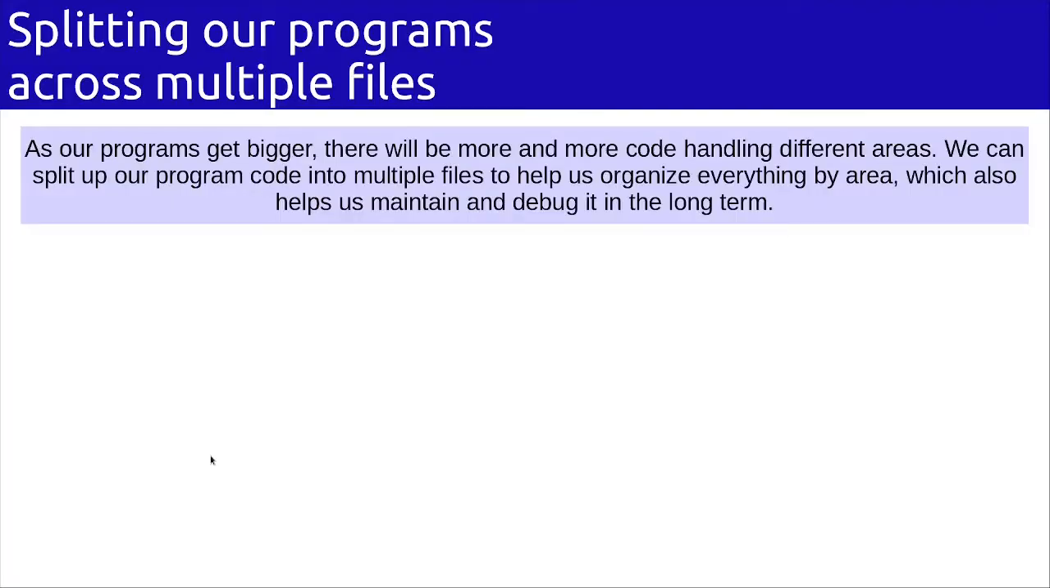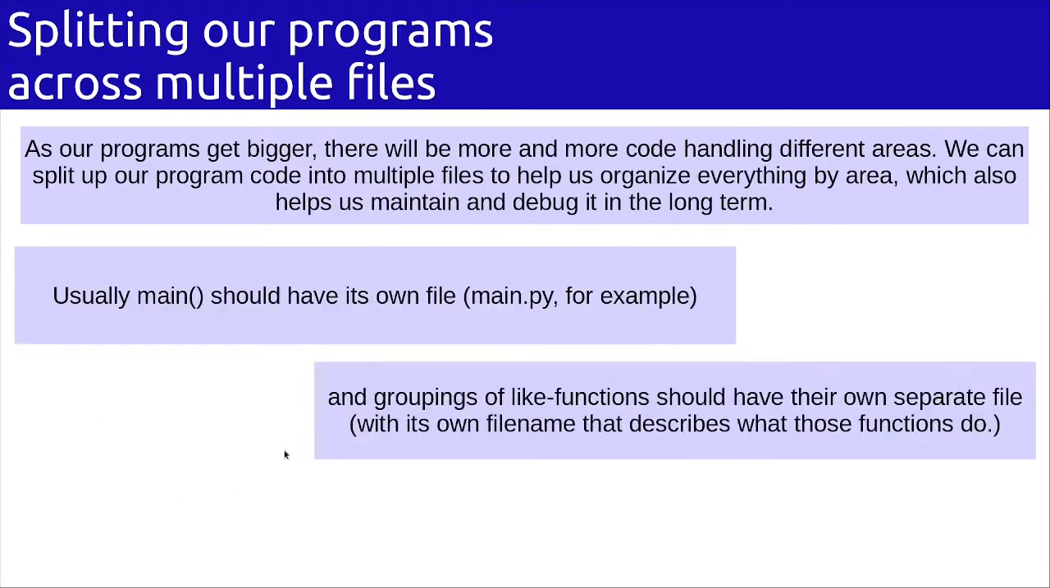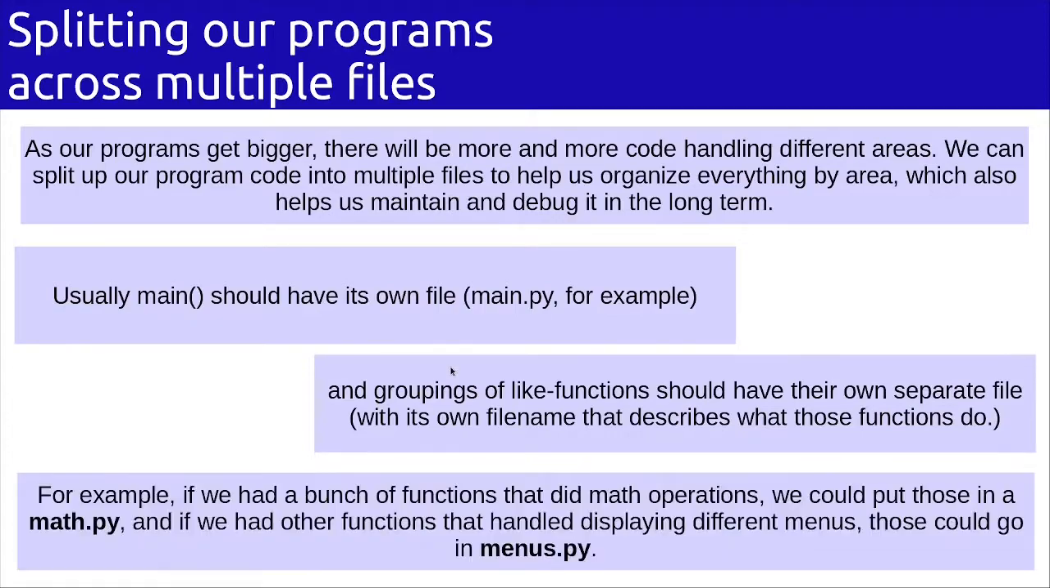Okay, so let's look at splitting our programs into multiple files. So again, as our programs get bigger, it'll make it easier to read if we put specific types of functions into their own files. It helps us keep everything organized, and it lets us maintain and debug it easier. So usually we'll have main in a main.py file, for example. And then we would want to group like functions into their own files. So for example, if we had a bunch of functions that did math operations, that could go in math.py. If we had other functions doing different types of menu stuff, those could go in menus.py.